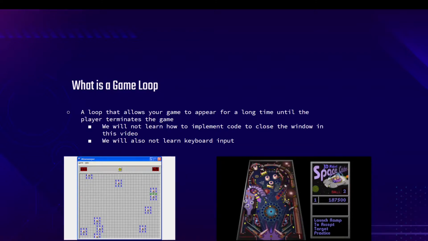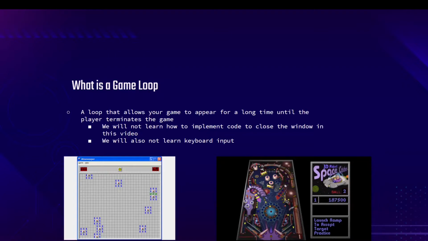So we're going to replace al_rest with a game loop, because al_rest all it does is display that window for a certain amount of seconds and it just closes out automatically. And realistically, when you're playing a game, you have to have the window up until you close it. So that's what a game loop is.